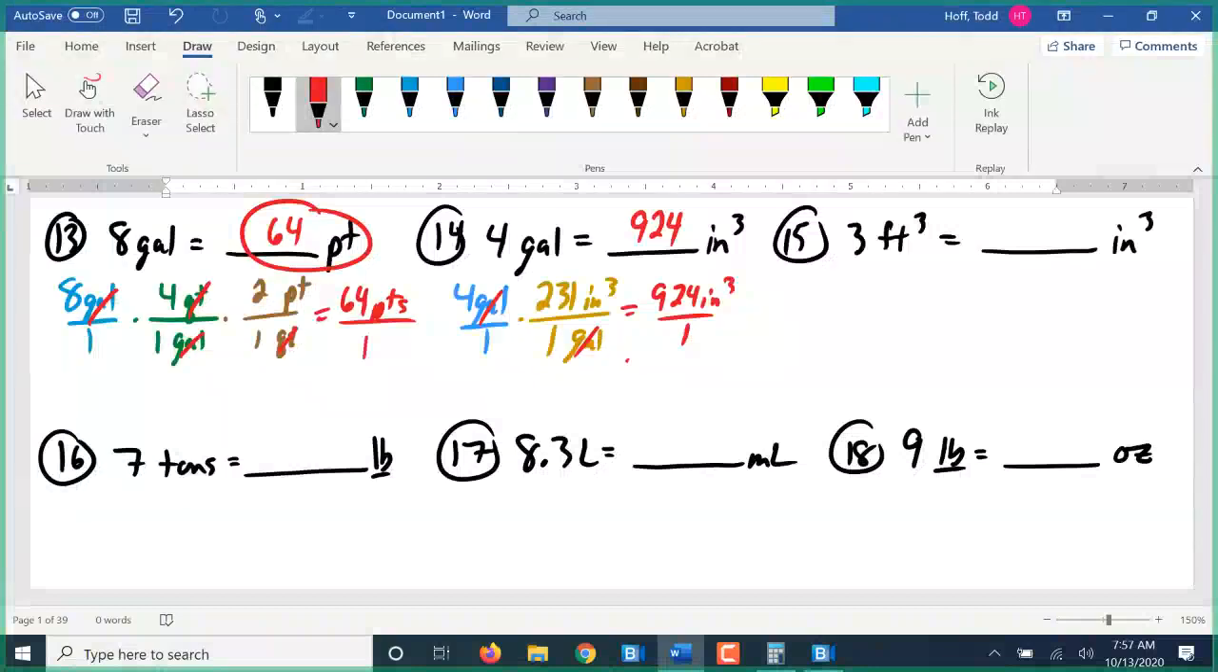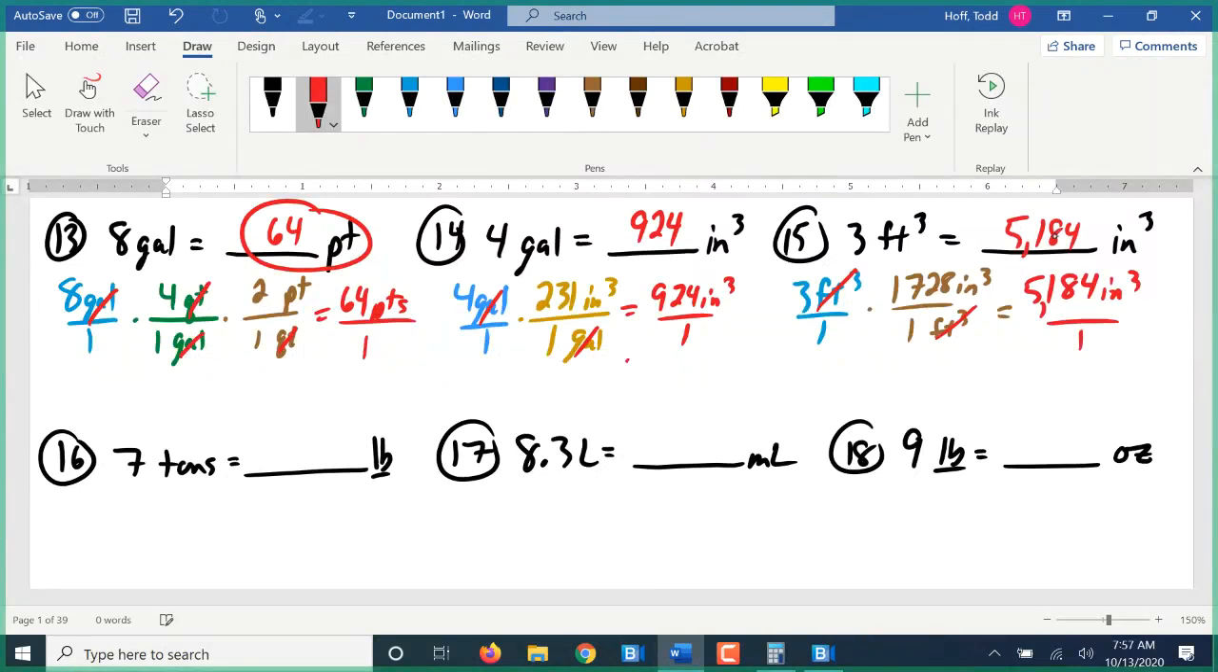Number 15, 3 cubic feet. We're going to put cubic feet on bottom. 1 cubic foot is 1,728 cubic inches. Cubic feet cancel. 3 times 1728 is 5,184 cubic inches. 1 times 1 is 1, so it's 5,184 cubic inches.